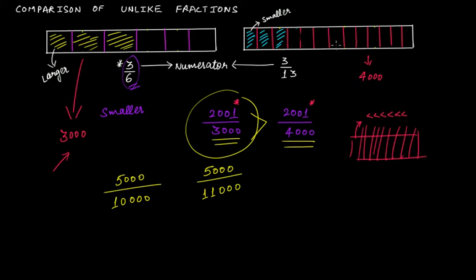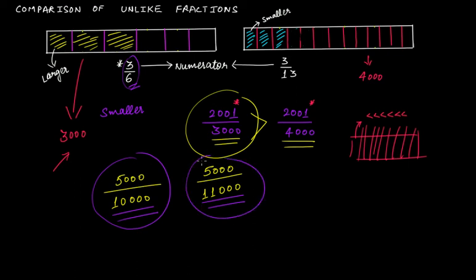On that basis we can say that in this case, since this is 5000 and this is also 5000, but the denominator of this one is smaller than this one, that makes this fraction larger. Why? Because this fraction represents 5000 equal portions out of 10,000, but the other represents 5000 equal portions out of 11,000. Of course, 5000 portions of this one will be greater than 5000 portions of this one. So that's a basic thing, right?